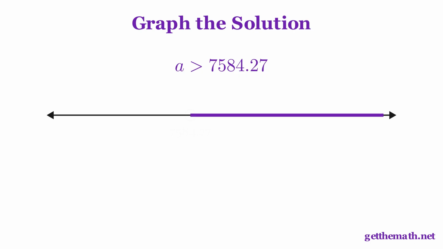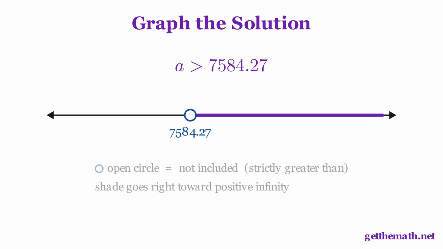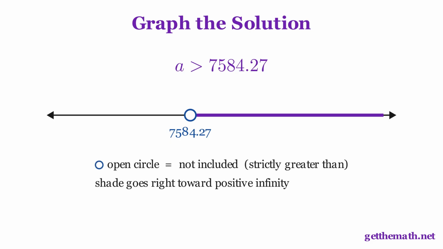Now let's graph the solution on a number line. We place an open circle at 7,584.27 because that value is not included. Then we shade everything to the right, toward positive infinity.